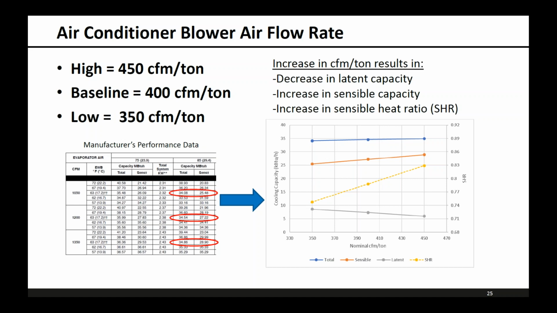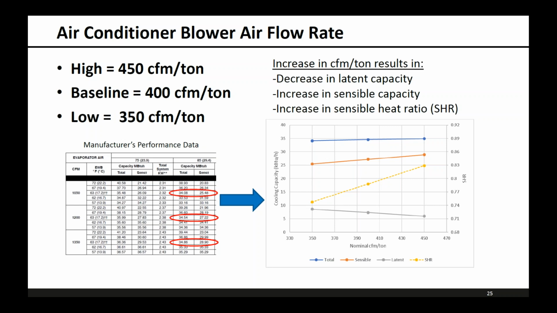Moving on to the blower airflow rate, we looked at three different levels of supply airflow rates between 350 and 450 CFM per ton. To illustrate its potential impact on humidity, I pulled some manufacturer's data on an air conditioner and plotted the cooling capacity versus the nominal CFM per ton on the x-axis.